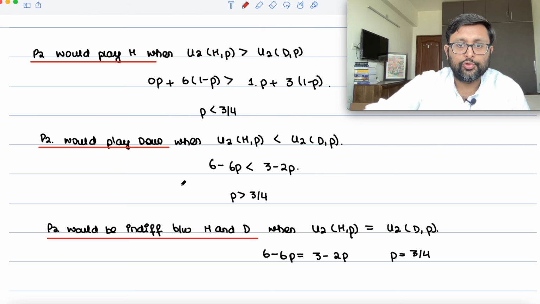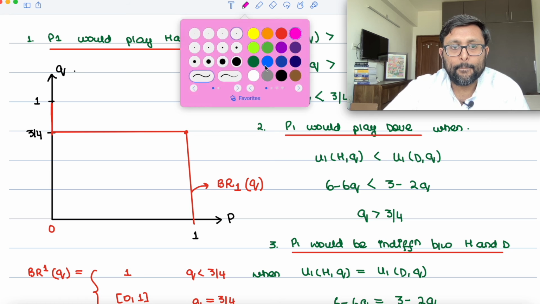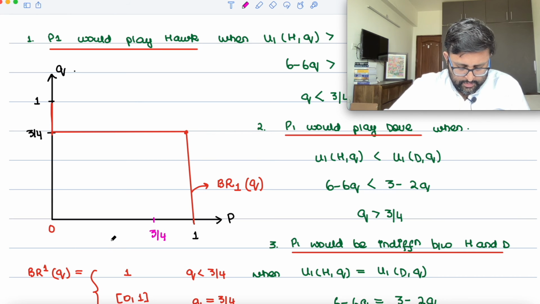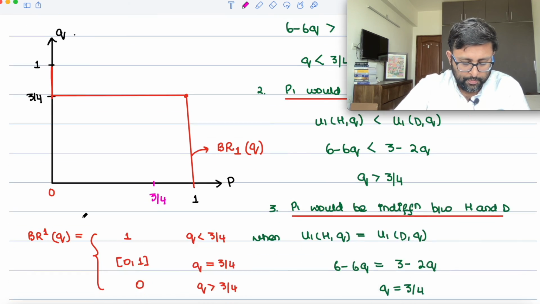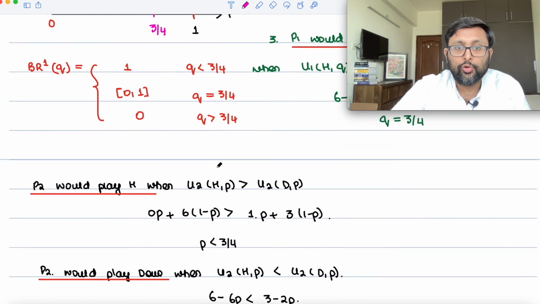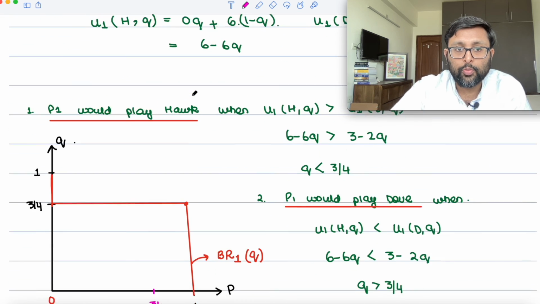So if you just want to draw this on this diagram, you have 3 by 4 here also. Now just think about it. So when p is less than 3 by 4, what is it that you have done? Sorry, player 2 is going to play hawk. So if p is less than 3 by 4, player 2 is playing hawk with probability q, so q is equal to 1.